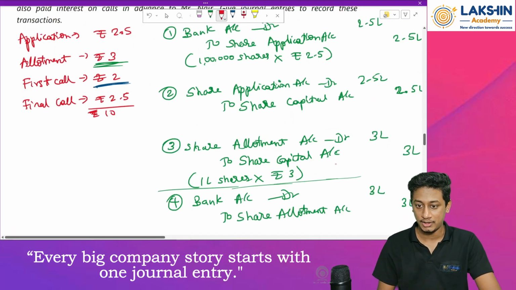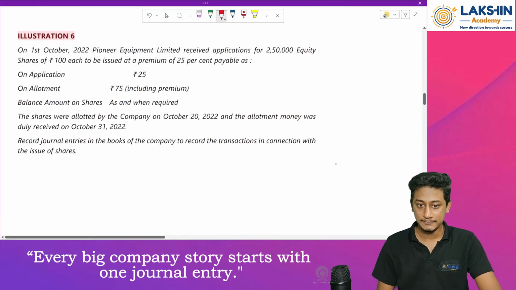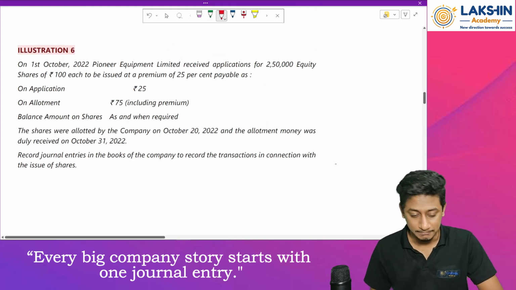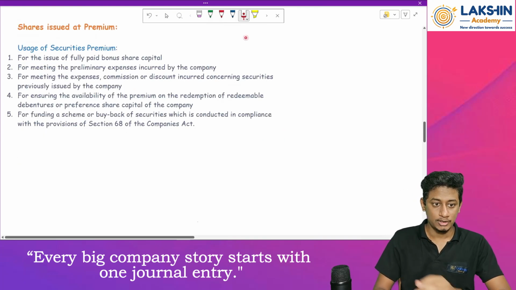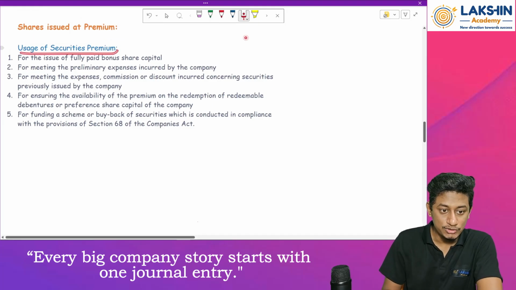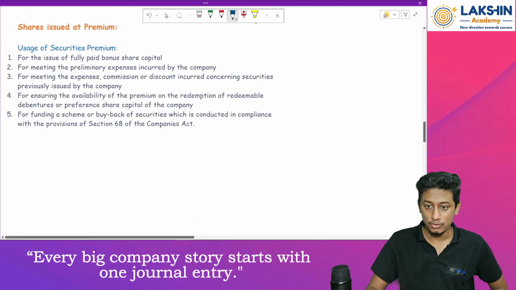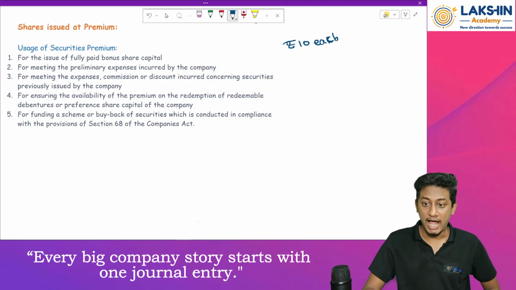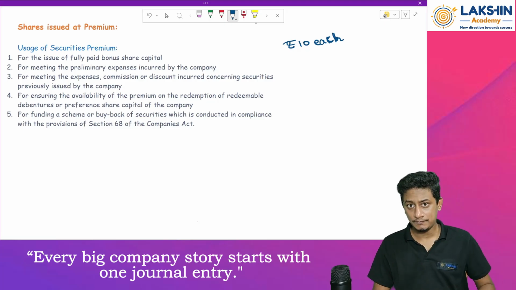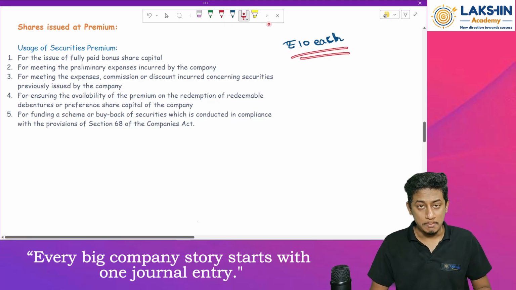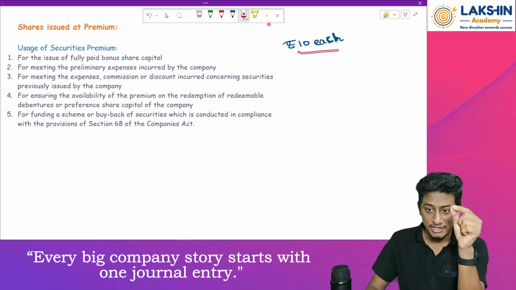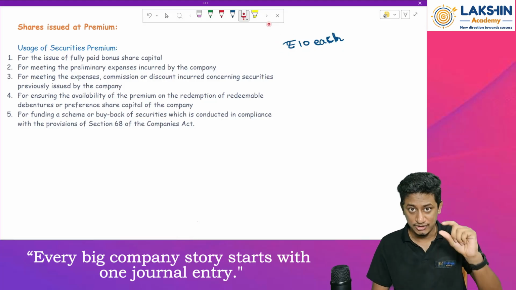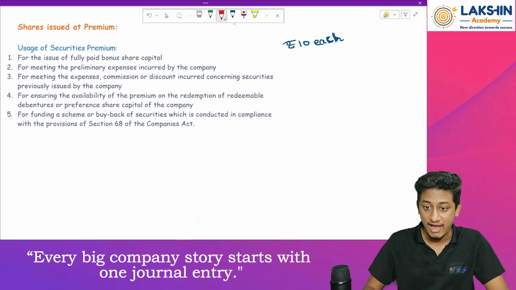Okay. So going ahead, we have something called premium. Now what is a premium? Shares issued at premium, and usage of securities premium. First of all, let's understand what a premium is. My nominal value of each share is rupees 10. But I think I should not receive only rupees 10, which is the basic value. I have worked so much for the company that I should charge something extra from the potential shareholders. So I will change the value of the share to rupees 12 per share.